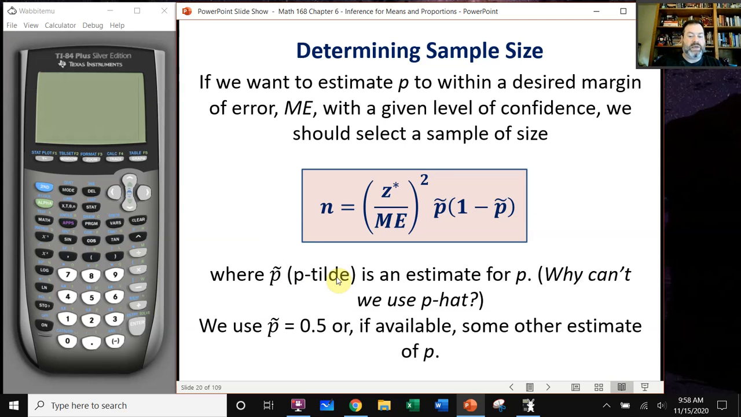We would like to use P hat. Why can't we use P hat? I'll let you think about that. I'm not going to give that answer up, but you should be able to figure out by the end of the video why we can't use P hat here.